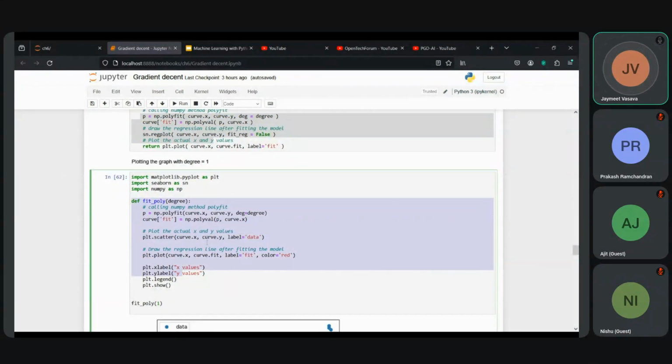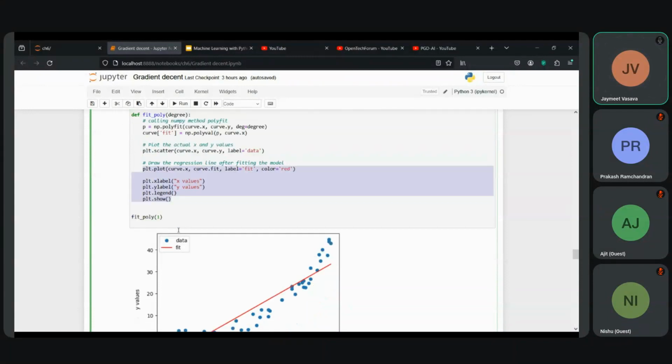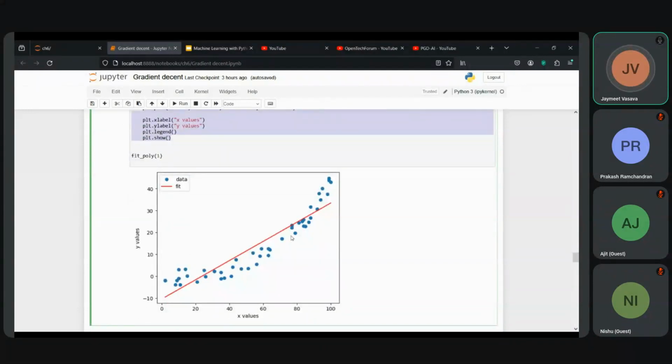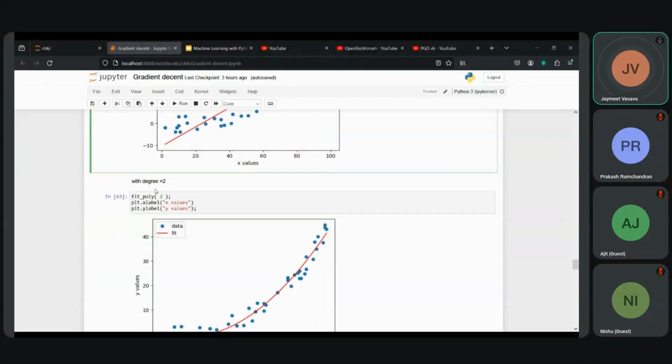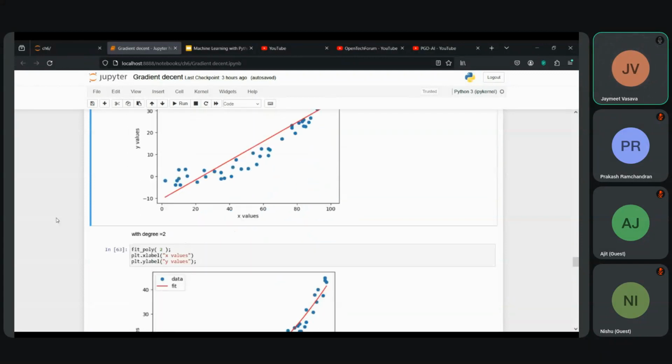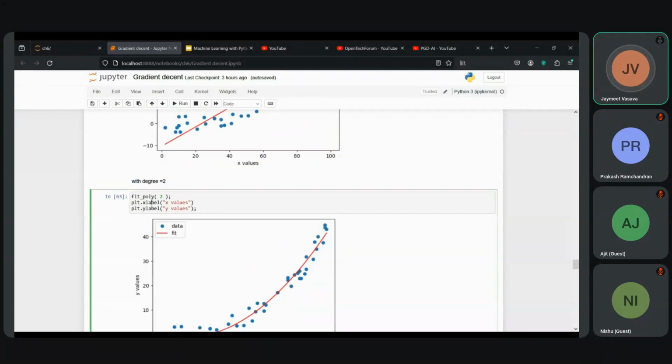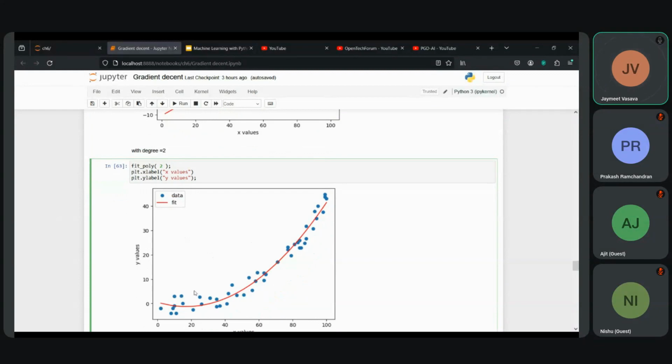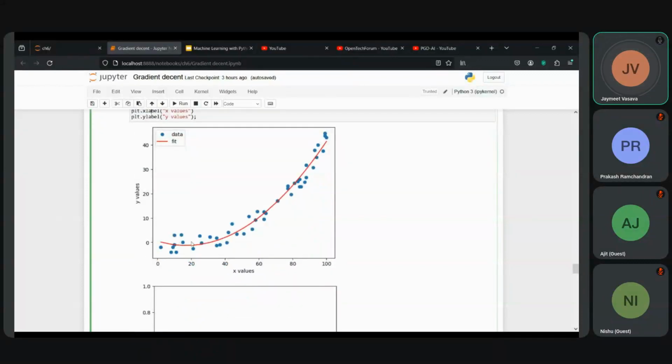So using the fit poly method and plotting the graph, this is the graph that we get, and it still does not fit the data points. So the model is still not learning the data. This is the result for degree 1, fit poly 1. Now for degree 2, we are getting a better fit of the model, but we'll still try to see whether the model that we are using can improve or not, or is this the best model that we have.